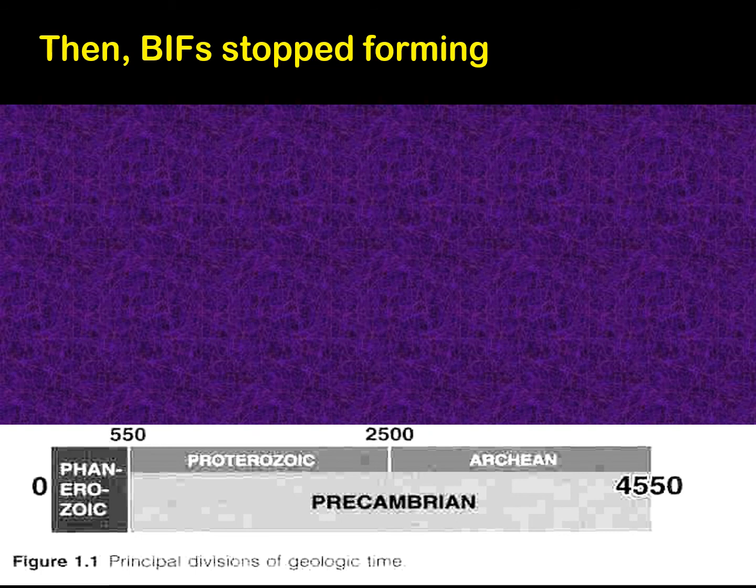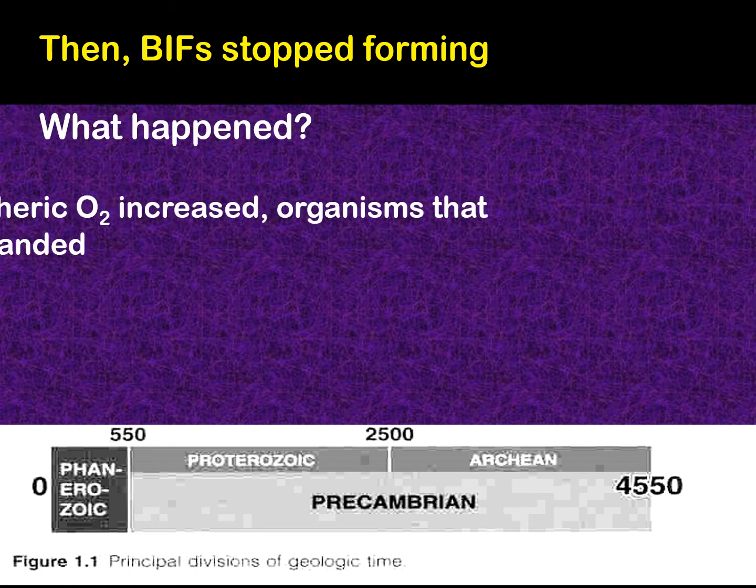And then all of a sudden they stop forming. We don't get banded iron formation anymore today. We still have oxygen in our atmosphere. We have plenty of things photosynthesizing, but we don't find banded iron formation forming today like we did back in the Precambrian. So why is this? What happened?